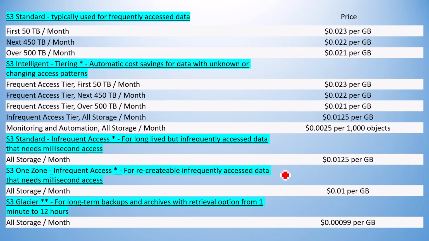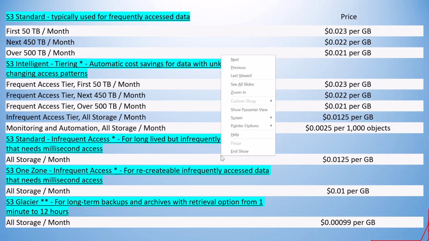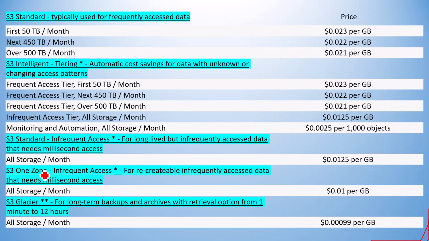And this is Infrequent Access, where you are paying for all storage types 0.0125 per GB. S3 One Zone is also like 0.01 per GB, while if you go over 500 TB it is still double of it. And the last one is Glacier, which gives you all storage at 0.0001, which is extremely cheap.